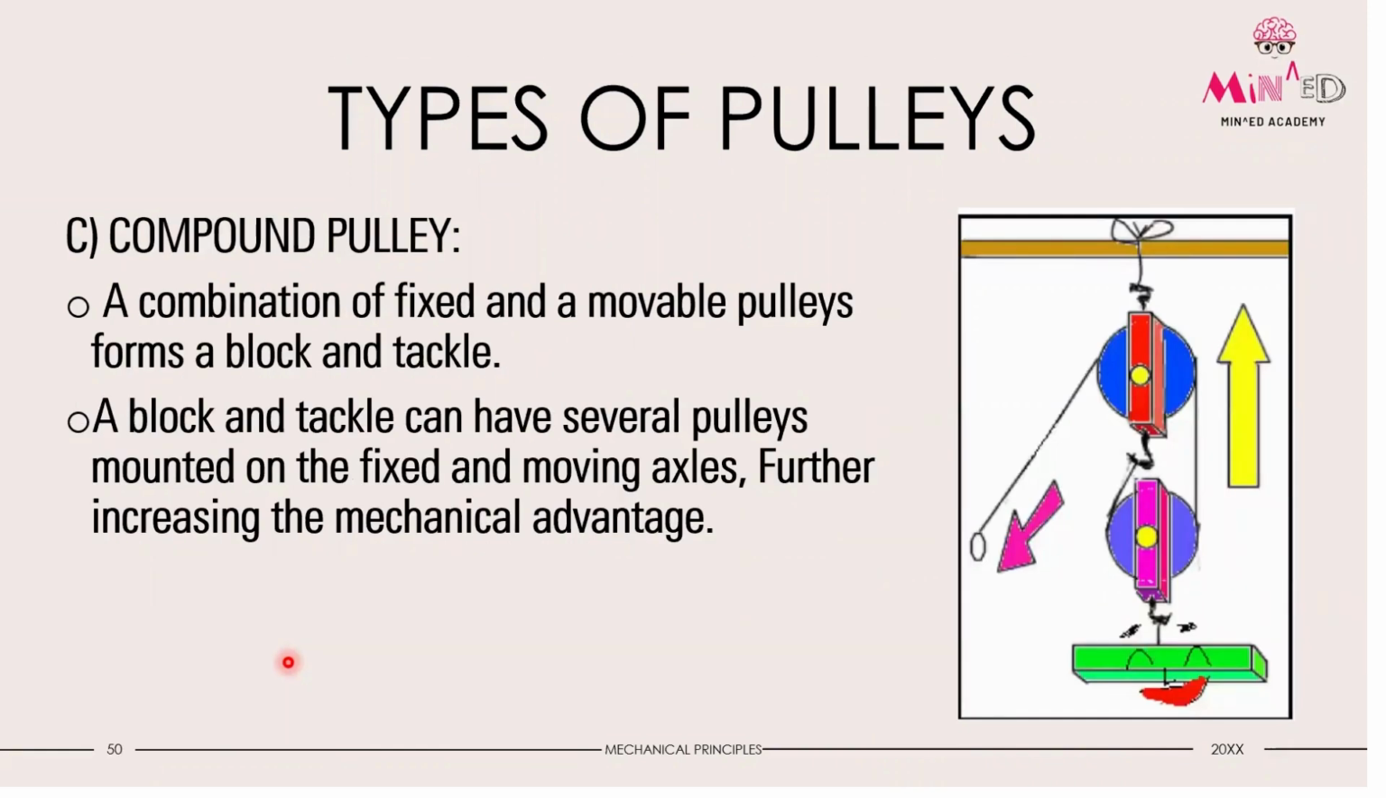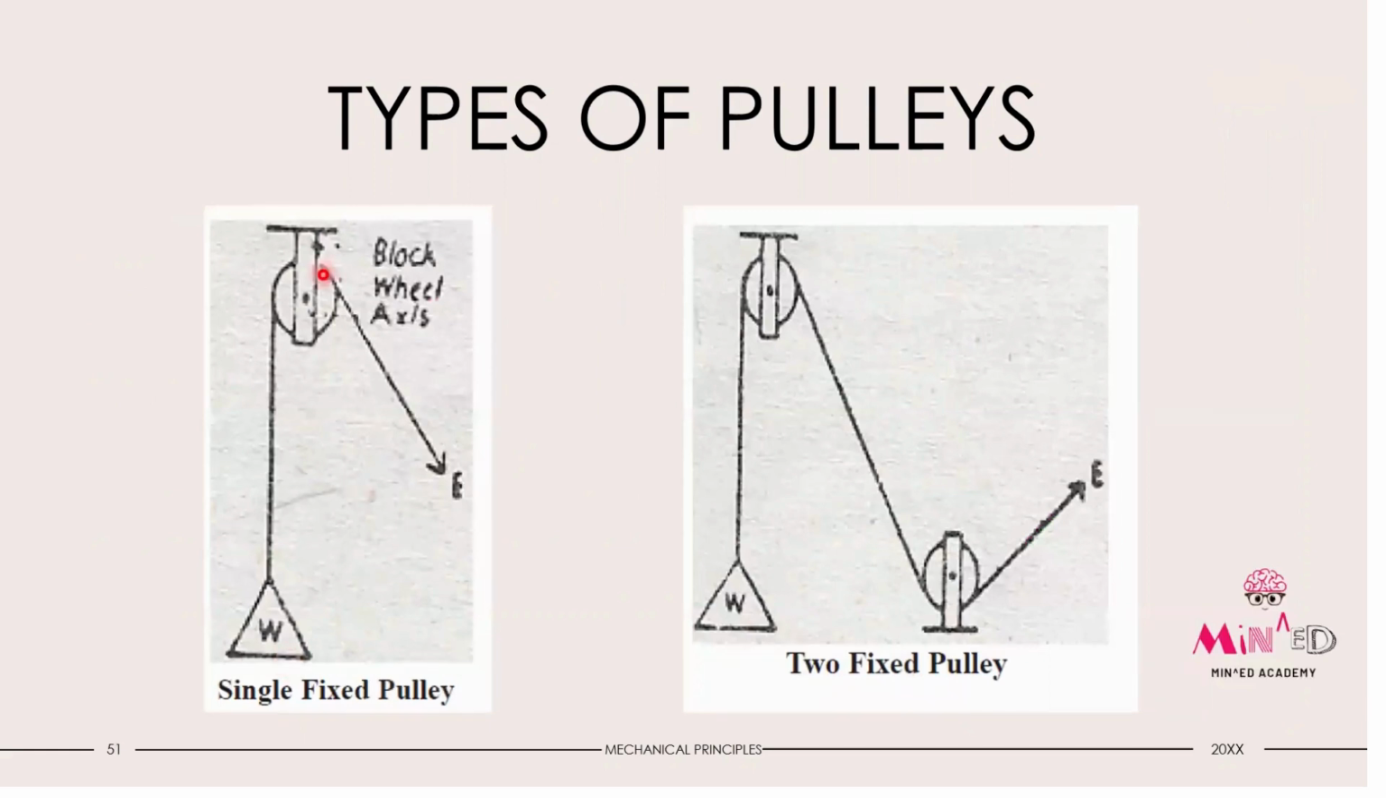Then the last one that we have is the compound pulley. As the name suggests, it will be a combination of both fixed and movable pulleys, from the blocks to tackles. A block and tackle can have several pulleys mounted on the fixed and moving axles. So the more pulleys you add, the more mechanical advantage you will get. So this is one other example of a single fixed pulley, and this is the two fixed pulley. One pulley is fixed here, one pulley is fixed here, and the weight is here.